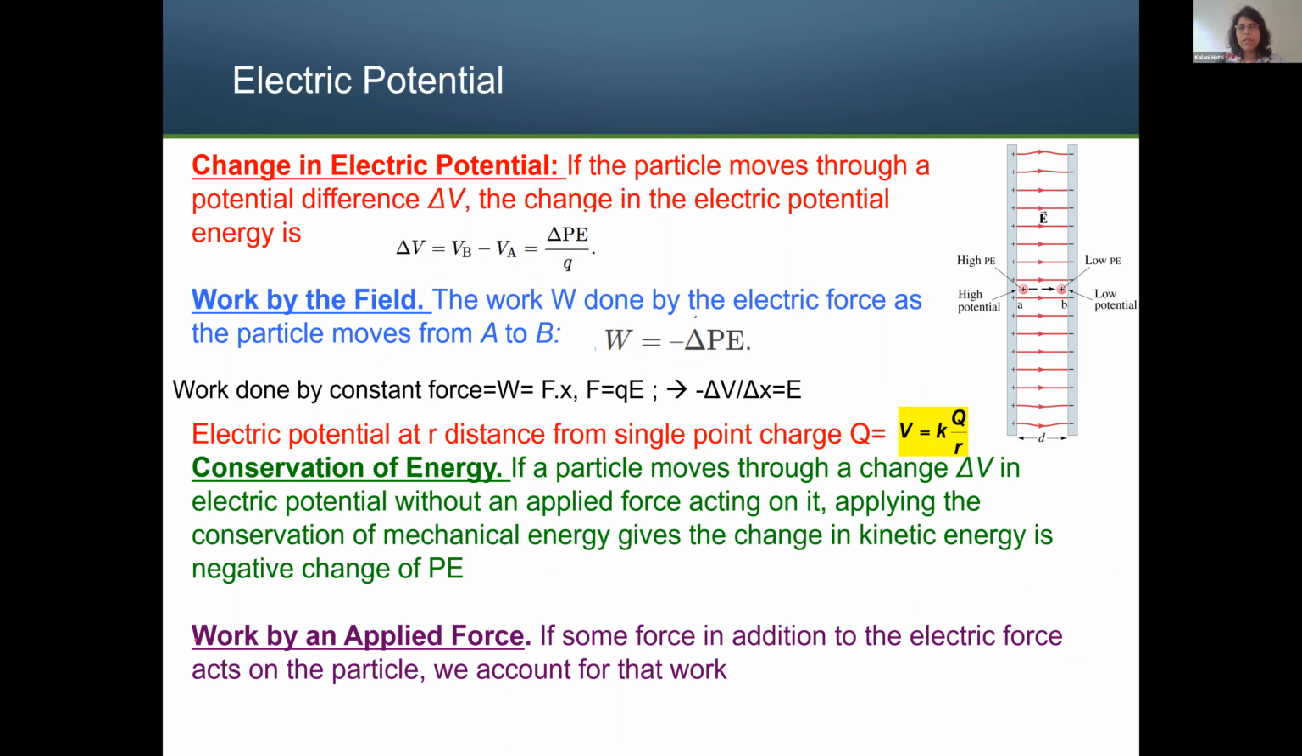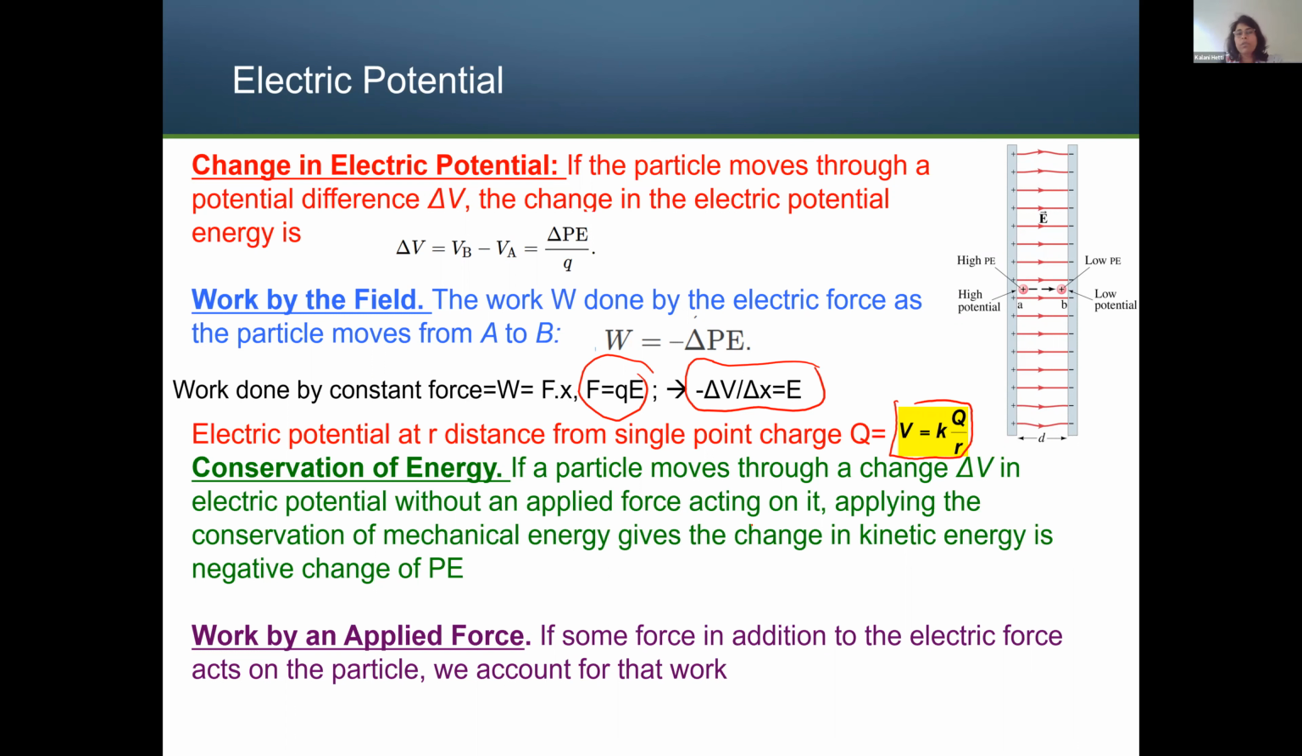Electric potential and electric field are related to each other, because work done is force times distance, and force can be written using Q and E. Then if you take the change of voltage divided by distance, that will give you the E, right? So E times X will give you the voltage, right?